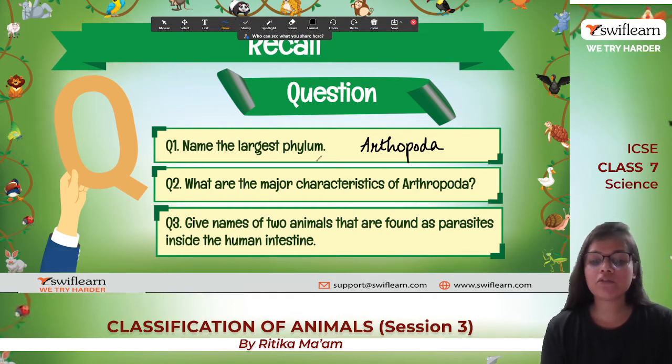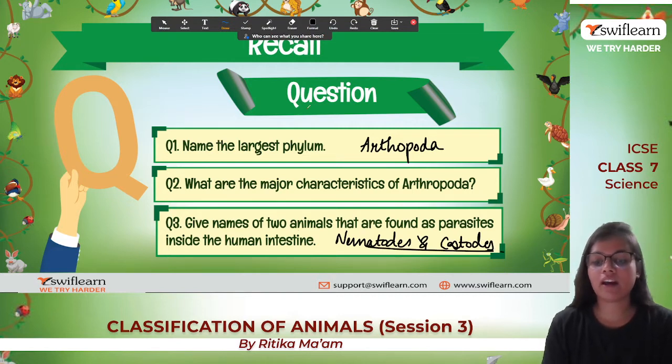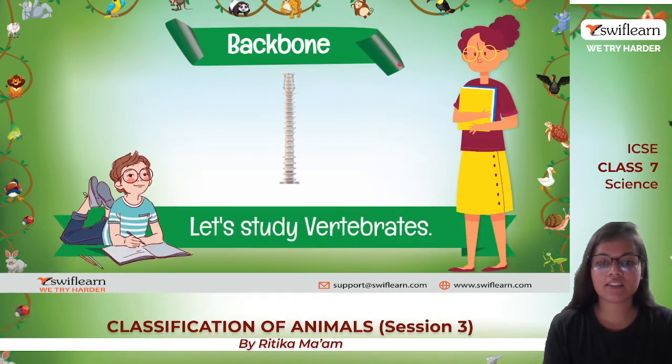Next, give names of 2 animals that are found as parasites inside the human intestine. So the 2 most common animals are, first of all, nematodes, and then we have cestodes. So these are the 2 most common animals which are found in the human intestine as parasites.